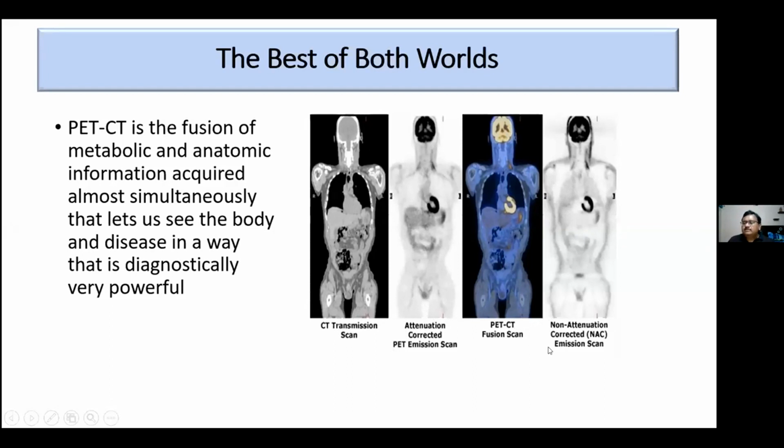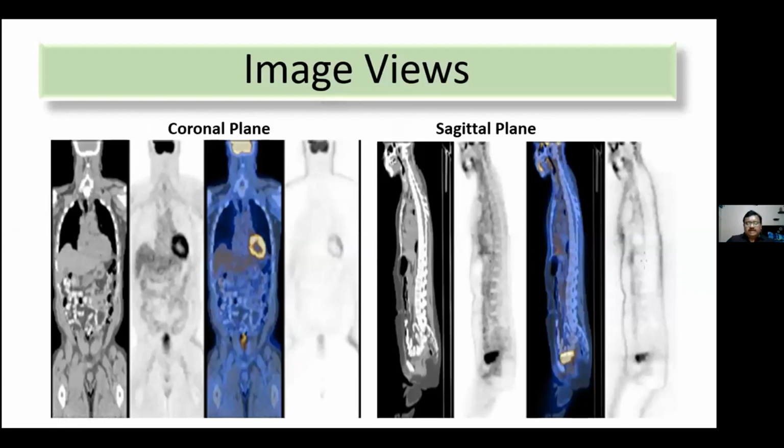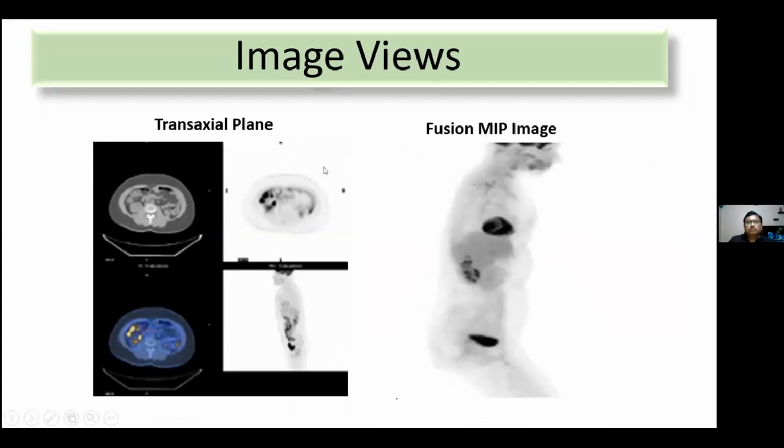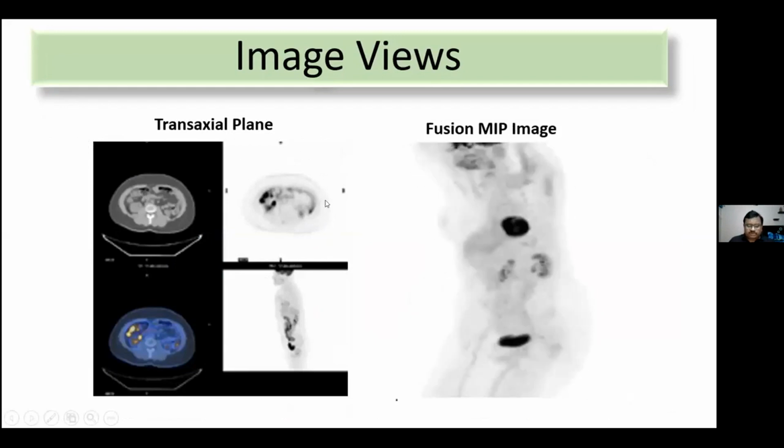Where are NAC images required? They may be required in melanoma, where there is a skin cancer, where there is cutaneous metastasis. In those cases, we may require a NAC image, and we regularly acquire the NAC image also, and we see it in those cases. Image views, as everybody is aware, we get in the coronal plane and the sagittal plane. This is just to emphasize that we are doing three-dimensional fused images. This is the transaxial plane, which is most commonly used for diagnostic purposes.